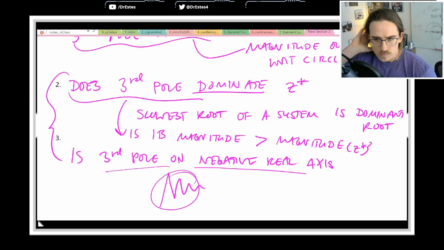Okay. So I think I got through the stuff I wanted to today, showing you a way to iterate on your control system design.